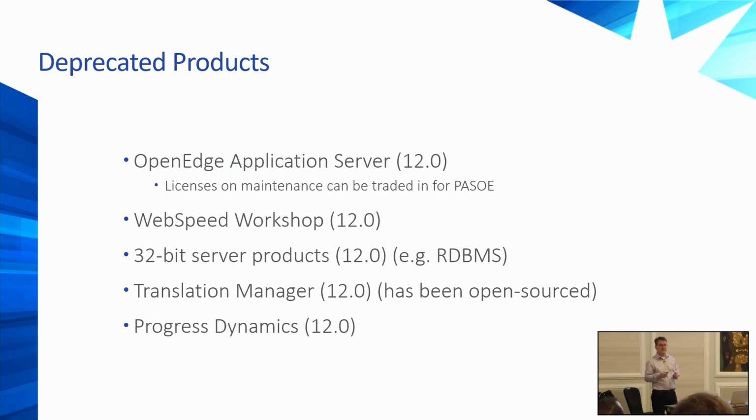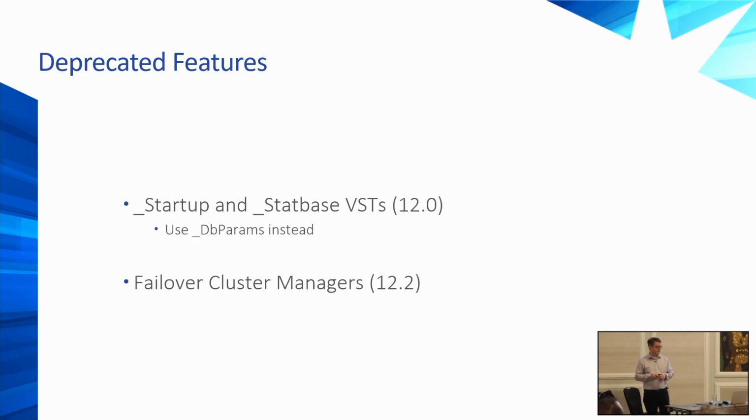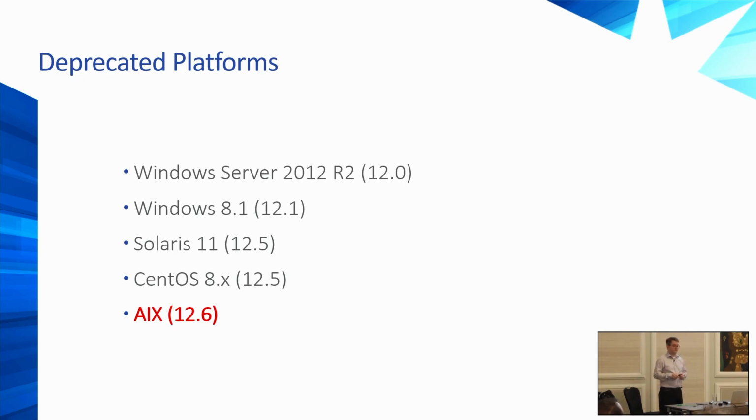You might have to do some testing, like if you use 32-bit DLLs or OCX controls, or you might have to go to client server. Also, Tranman and Dynamics go away. A couple of features that go away: the startup and stat-based VSTs no longer exist, so you should use DB params instead. It's a better table. And failover clusters is gone in 12.2.